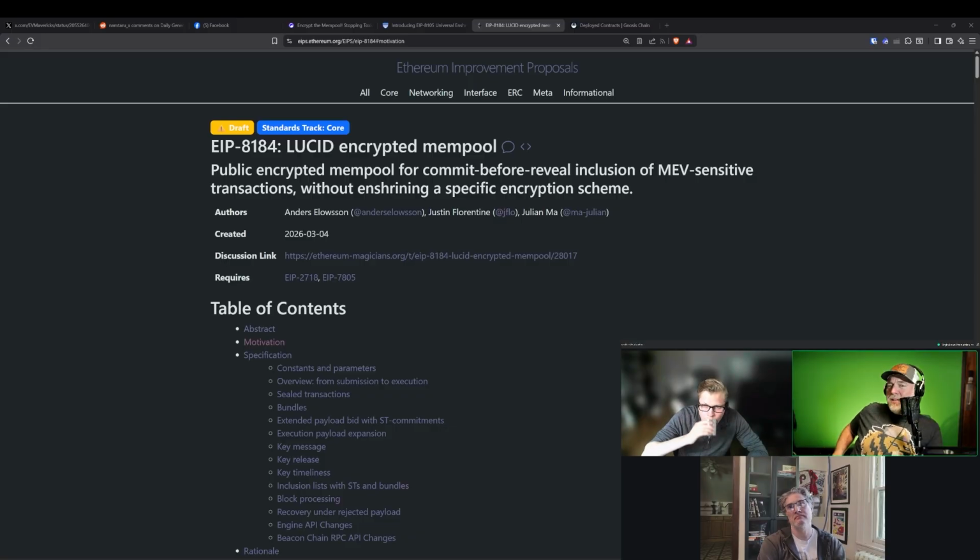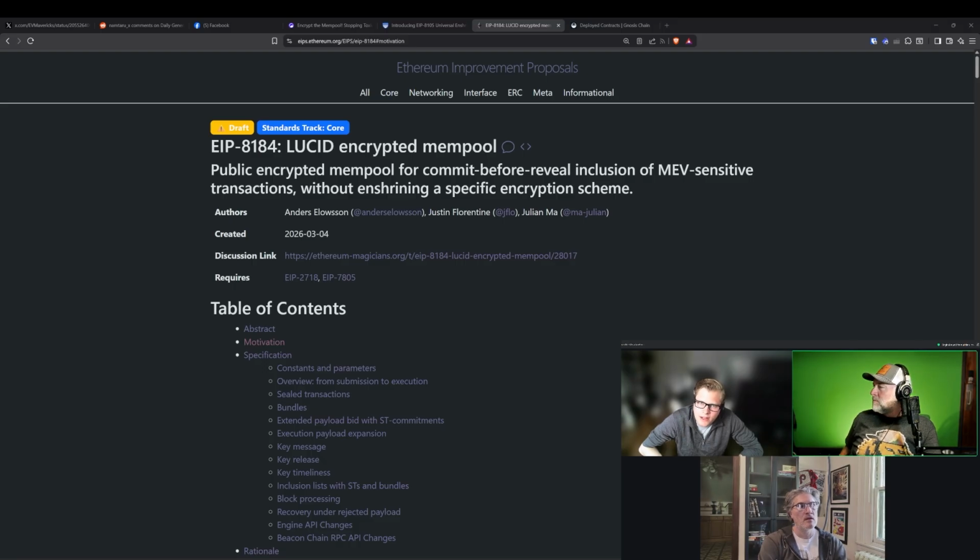How has this most recent EIP 8184 been received by the Ethereum Foundation and the other researchers? Is it gaining a lot of popularity, do you feel?